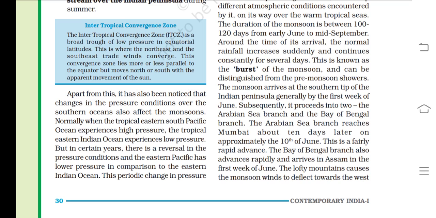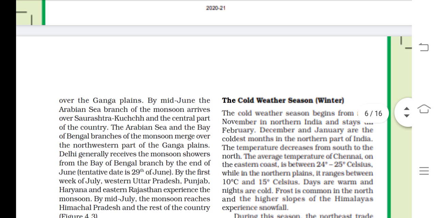The Bay of Bengal branch also advances rapidly and arrives in Assam in the first week of June. Means if you are talking about the Arabian Sea, it reaches Mumbai first, and if you are talking about the Bay of Bengal branch, it reaches Assam first. The lofty mountains cause the monsoon winds to deflect towards the west over the Ganga plains. Now, the lofty, the long mountains, what happened? They deflect the winds to move to the west side.